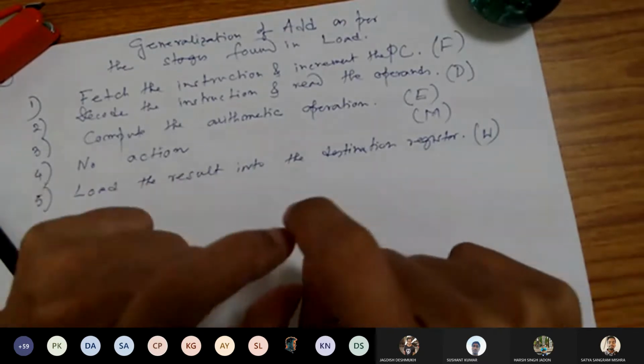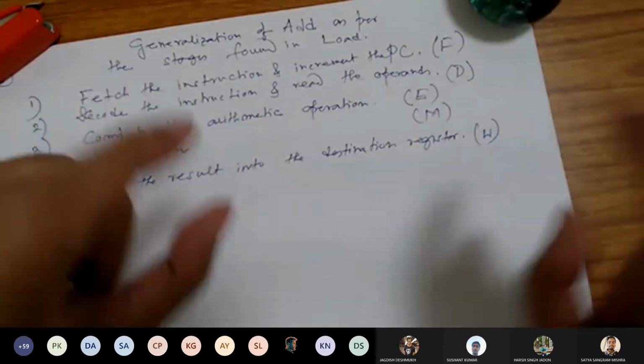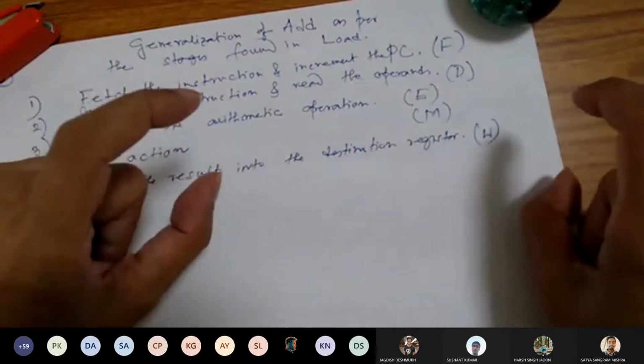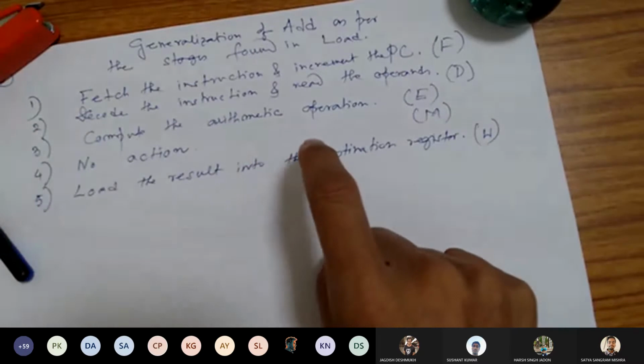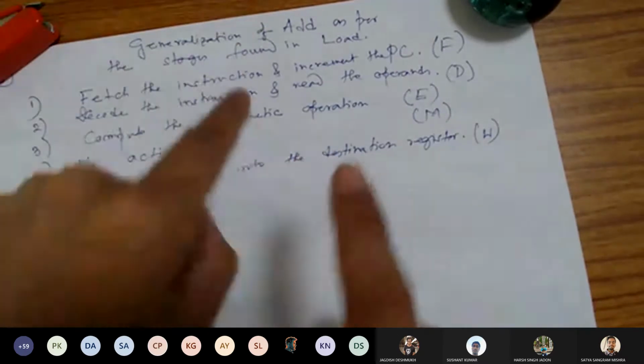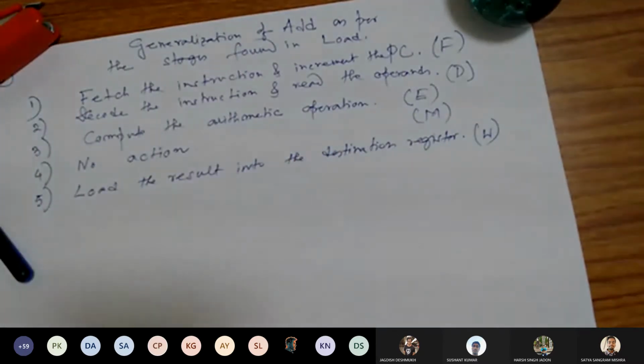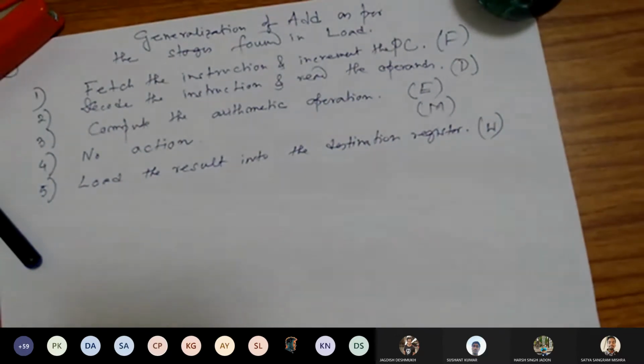So here the circuit is same. The 5-stage circuit that you will be designing remains the same. It can be used for load, it can be used for add. That is what we are talking about. Clear? Yes. Okay. Anyone, any other doubt?